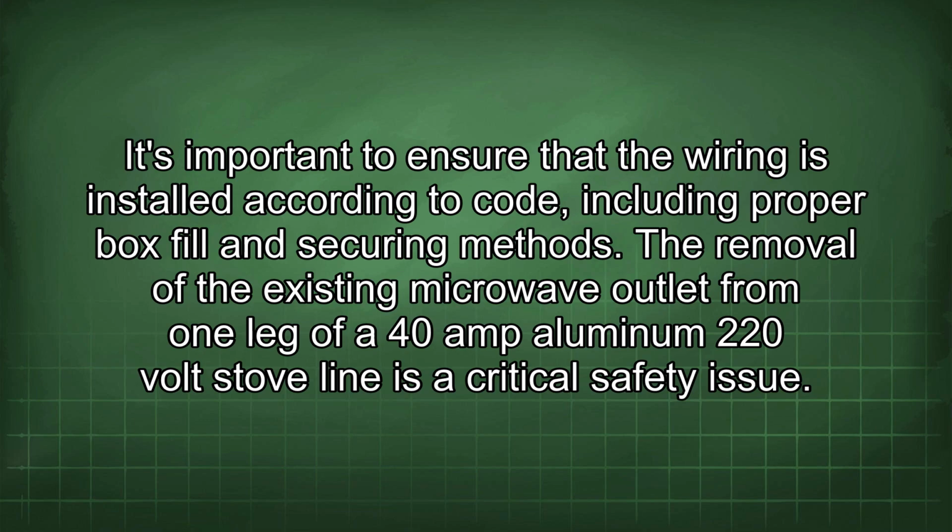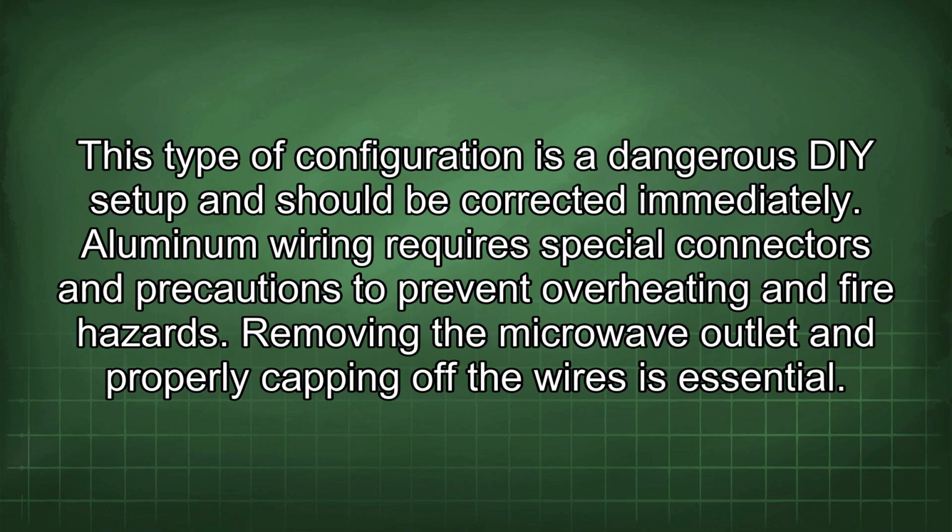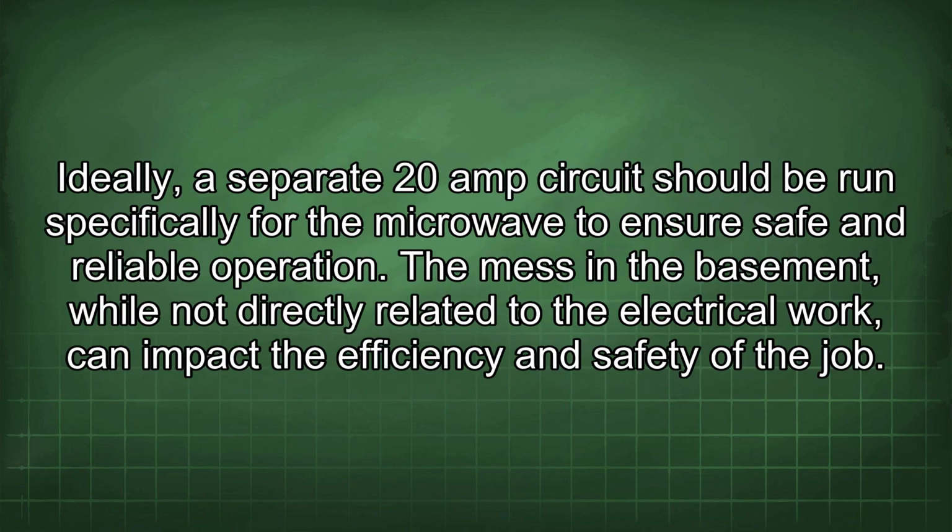The removal of the existing microwave outlet from one leg of a 40 amp aluminum 220 volt stove line is a critical safety issue. This type of configuration is a dangerous DIY setup and should be corrected immediately. Aluminum wiring requires special connectors and precautions to prevent overheating and fire hazards. Removing the microwave outlet and properly capping off the wires is essential. Ideally, a separate 20 amp circuit should be run specifically for the microwave to ensure safe and reliable operation.